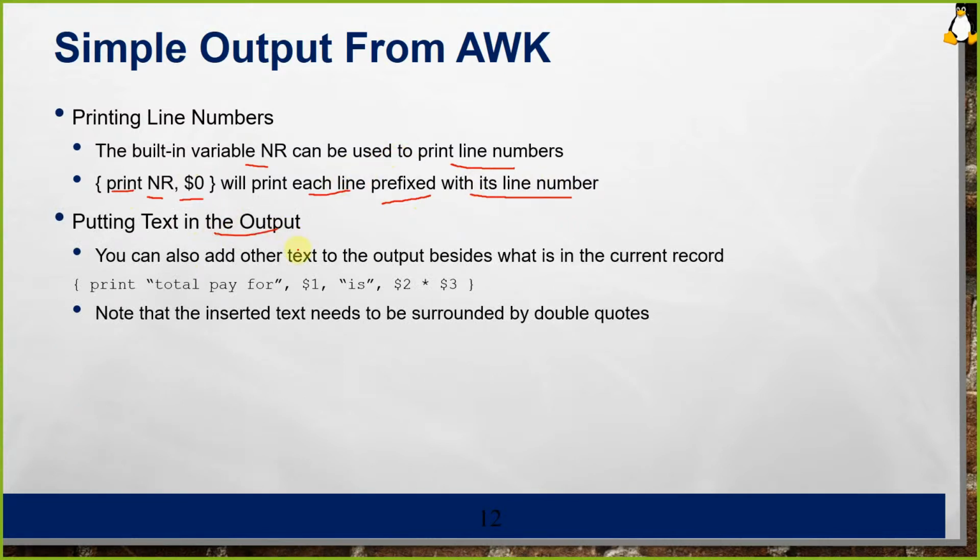Printing text in the output, to make it more user friendly, so that you can display the content with some messages. Whatever you add, you can put in double quotes. So print "Total pay for", field number 1, "is", field number 2 multiplied by field number 3. If you notice, it is so easy to handle the output and formatted output for the purpose of being user friendly. You can also add other text to the output beside what is in the current record. Note that inserted text needs to be surrounded by double quotes.